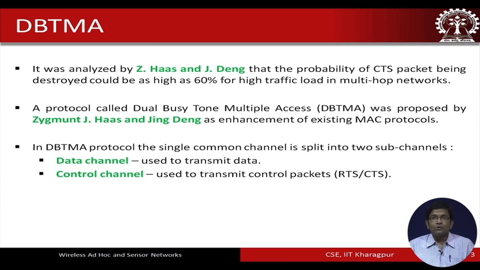As I told you at the very beginning, we have a common channel, one single pipe, that is split into different sub channels, the data channel and the control channel. The data channel, as the name suggests, is used to transmit data, whereas the control channel is used to transmit control packets like the RTS and CTS frames. These should be called frames.